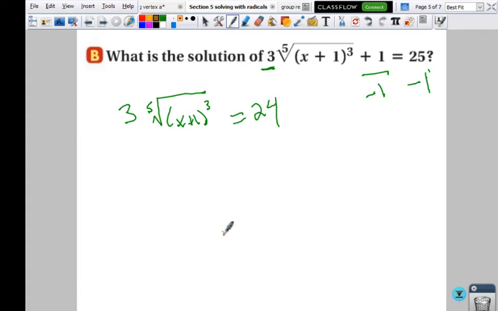What? No, oh my god. How are we going to get rid of it? I don't know. What's going on between the 3 and the radical here? Is there a plus, minus, multiply, or divide? What? I'll give you a hint.